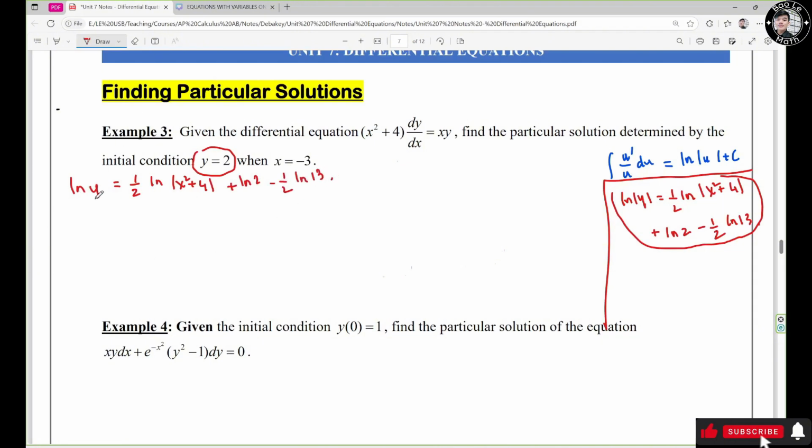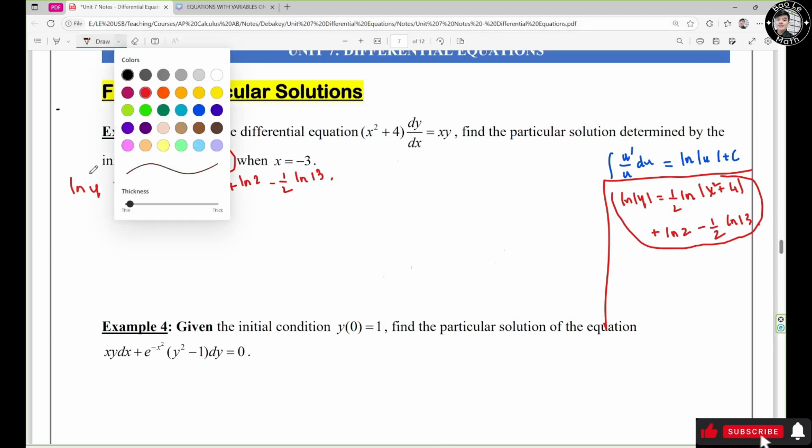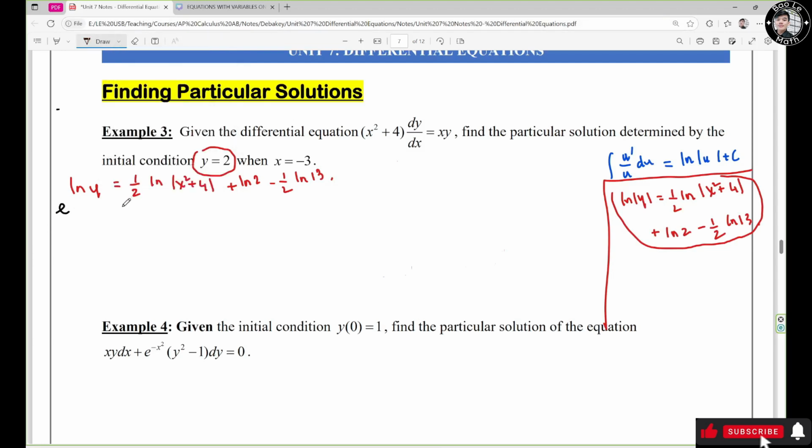Now, in order to remove the natural log, I need to exponentiate both sides, right? So, I have e raised to this one equals e raised to the whole thing right here, right? So, you know that e raised to the natural log of a is going to be a. Keep that in mind because you have e raised to the log base e of a equals a. Now this guy is the same, it's going to be a, right? So this one turns out to be y equals.